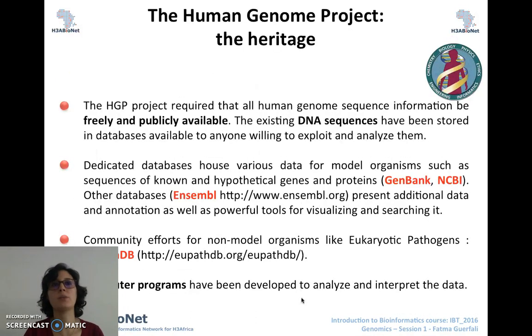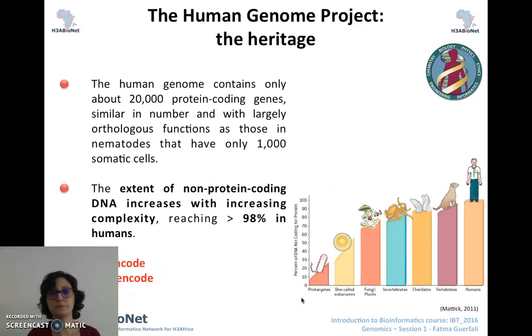So why are we talking about the Human Genome Project today? In fact, it's because the heritage of this project is huge. There is free access to various databases and resources for the scientific community. There are dedicated databases for various data and model organisms, and we've seen some of these, like NCBI and Ensembl. And there are also community efforts now for non-model organisms like eukaryotic pathogens. You have an example of these databases here, and also a huge number of computer programs that are being released.